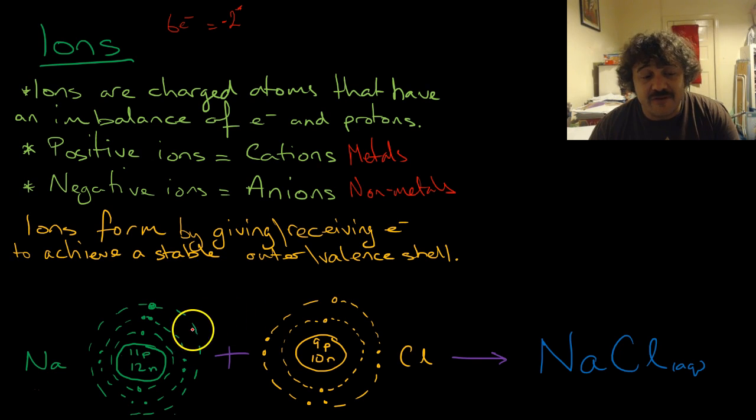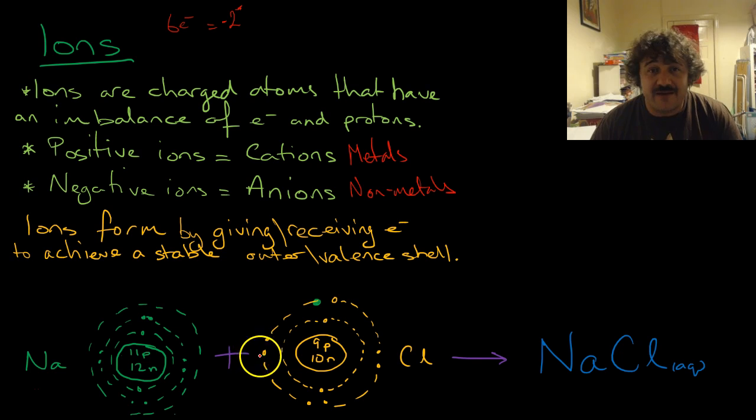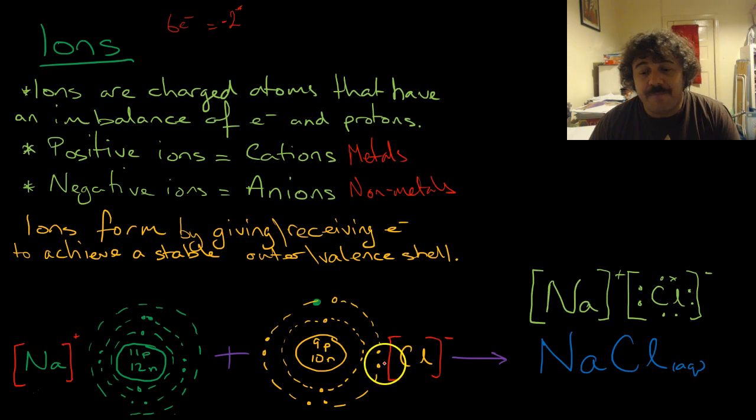They come close to each other and the sodium loses its outermost electron to the chlorine. Remember, it's harder to hold on to something if it's further away. Then we now have what we call a sodium ion and a chlorine ion. And this is the way of drawing them. Here's your sodium, and we draw a little plus out there. Chlorine, we draw a little minus there.